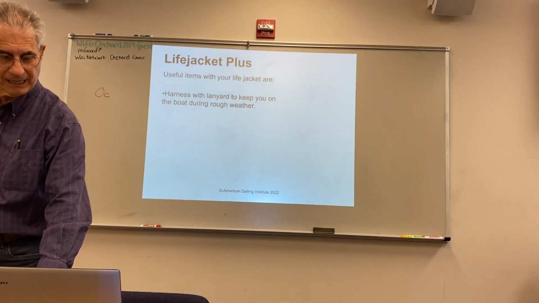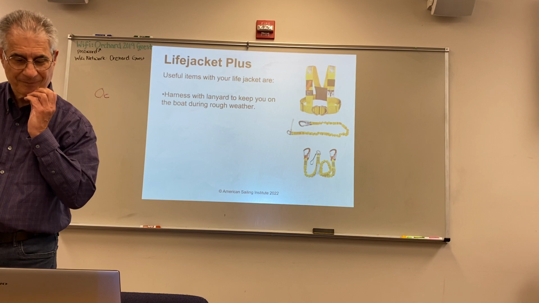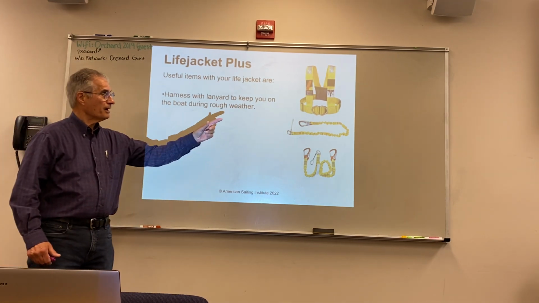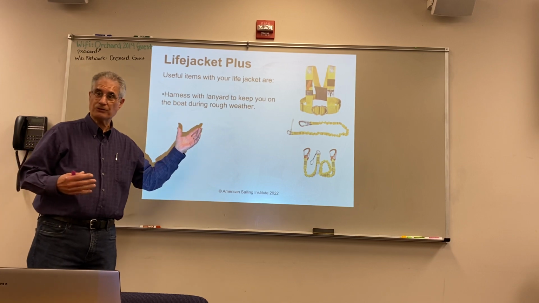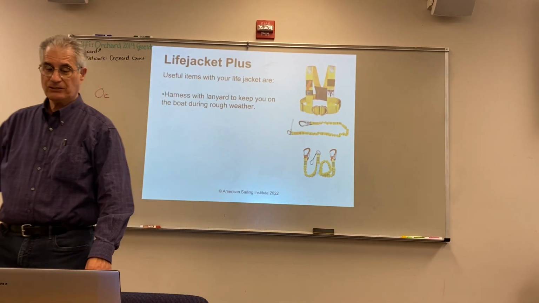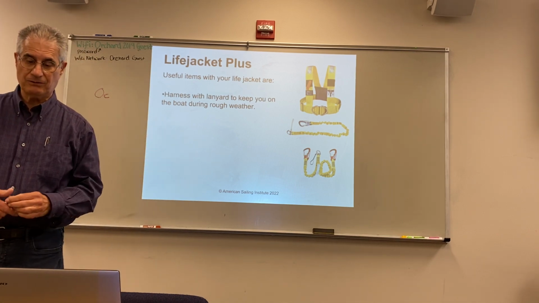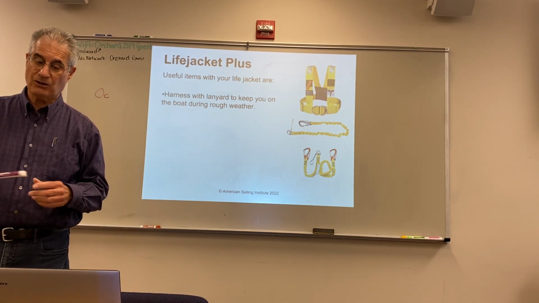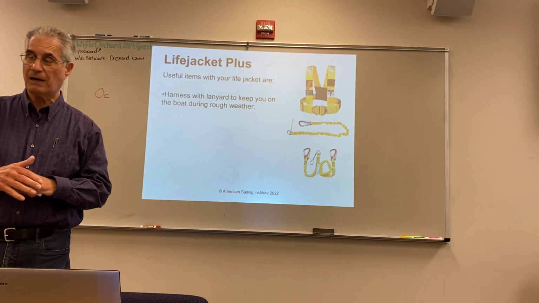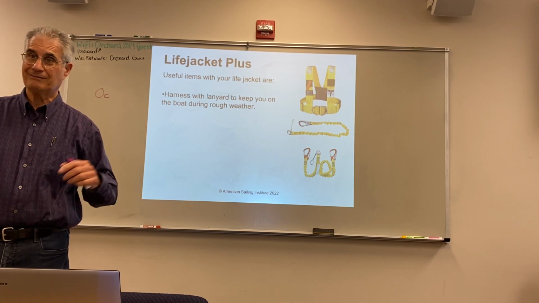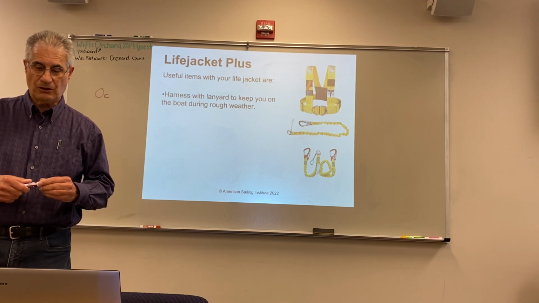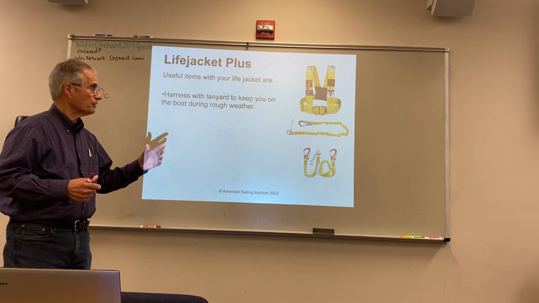Other things you might want to have, a harness. Okay, if you're like that PFD I showed you, the first one, it had these D-rings. All right. If you have the Type 3, you might want a harness. Now on our keel boats, we keep a couple of harnesses. They're not great, but they would work in a pinch. So we keep a couple of harnesses on there so you can wear them.